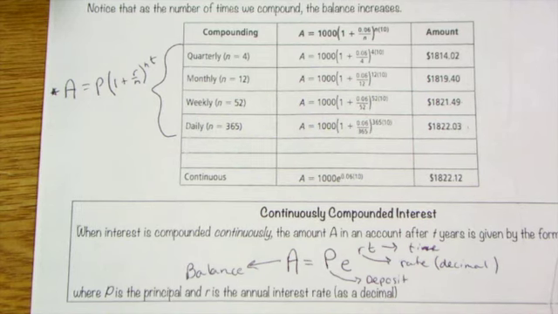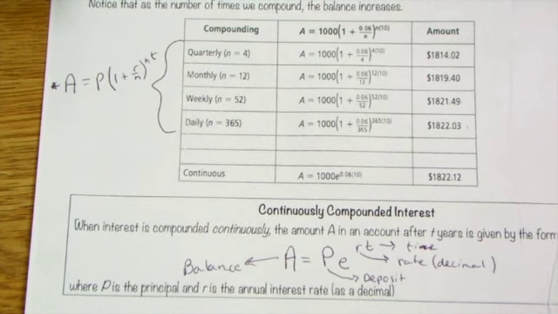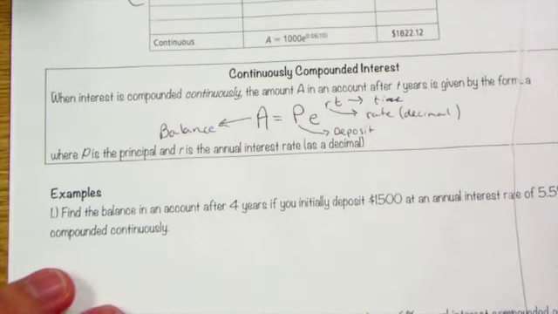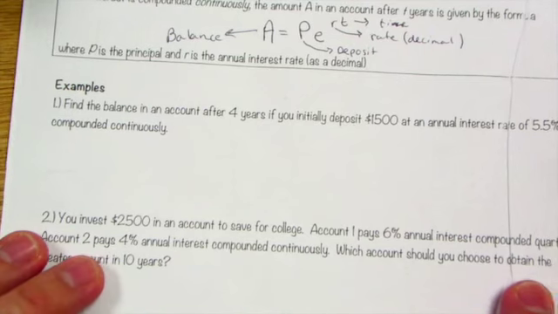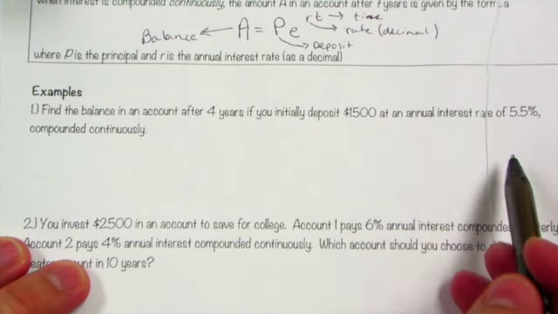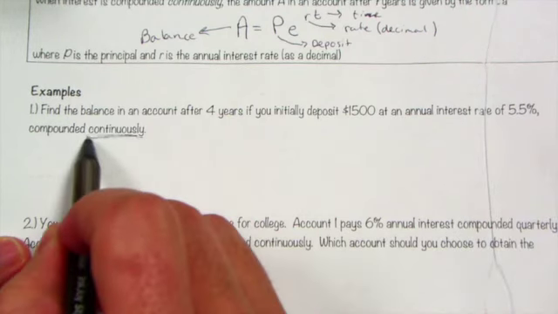So when we get information about compounding, we just plug everything in. So I mean, we could do an example here. Find the balance in an account after 4 years if you initially deposit $1,500 at an annual interest rate of 5.5%, compounded continuously. And there's that key word.